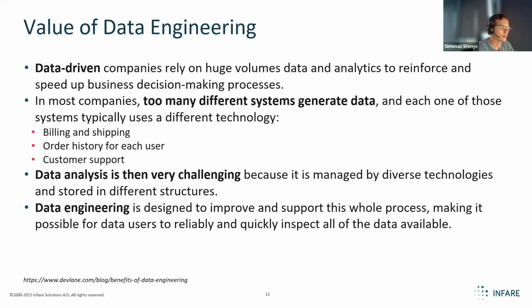And in most companies, we have many different systems that are generating the data. So, for example, we could have one system that's responsible for billing and shipping, like let's say order shipping information. We can have another system that has all the history of orders. Then maybe we have another system that's responsible for tracking the customer support information, like the number of tickets our customers created and so on.